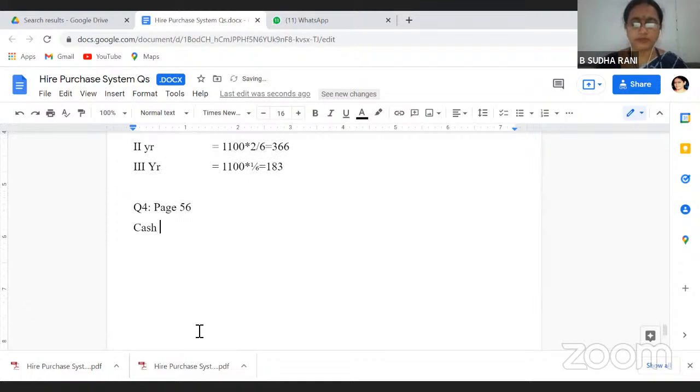Cash price is given as 8,600. Down payment is given as 1,600 rupees. Okay, and the number of installments is 3.